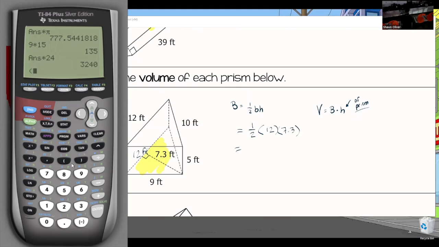So 1 divided by 2 times 12 times 7.3. So 43.8 feet squared. Our height of our prism, the top of the base to the bottom of the base, is 5. So when I plug it in, base area, we already found 43.8. Height is 5. So just let our calculator do the work. Times 5. 219 cubic feet.